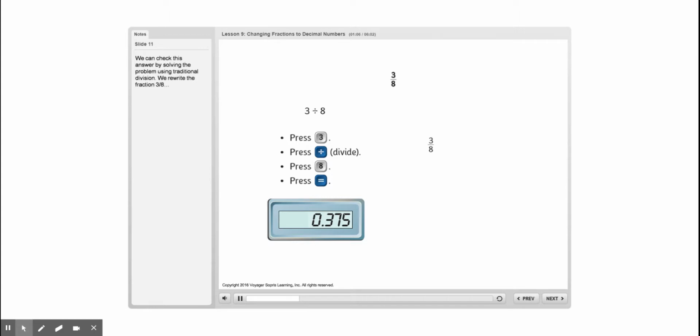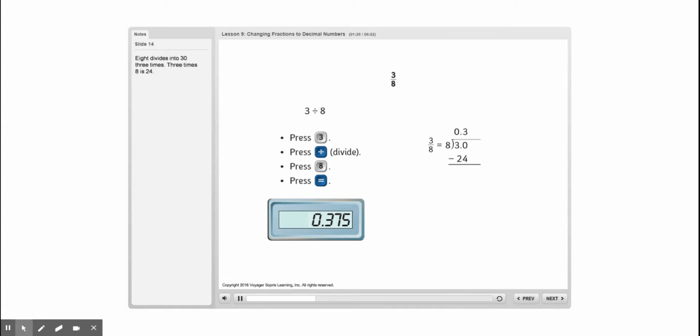We can check this answer by solving the problem using traditional division. We rewrite the fraction 3/8 as 3 divided by 8. 8 does not divide into 3, so we put a 0 above the 3 and add a decimal point and 0 after the 3.